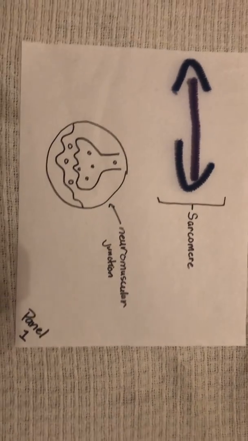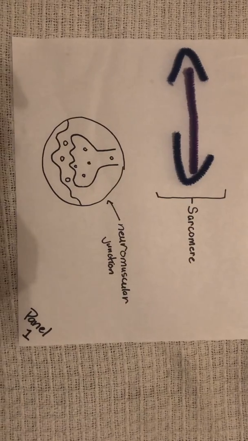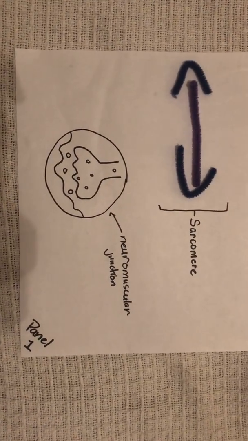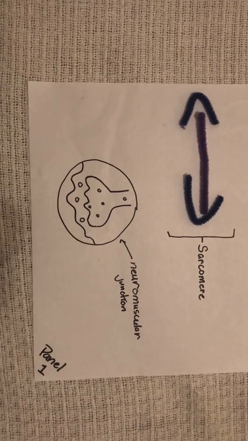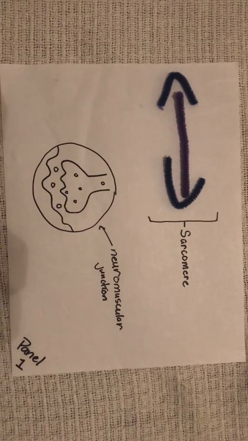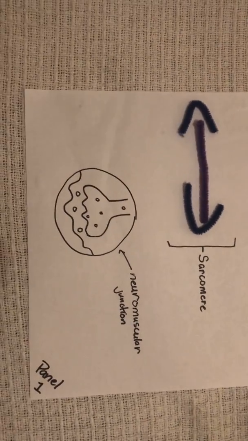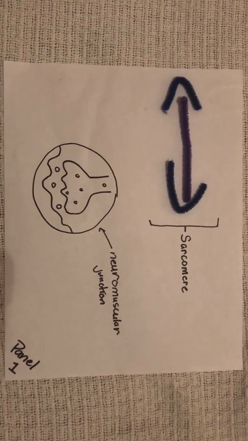To begin, muscles are all separated by things called myofibrils. Myofibrils have things called sarcomeres in them. This is where the actual movement of the muscle is able to take place.